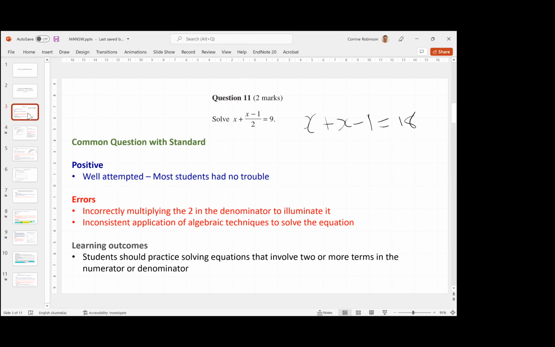Other inconsistencies in applying the algebraic techniques also crept in. So the learning outcome is that students really need to practice solving equations that involve 2 or more terms, either in the numerator or the denominator, just so that they're aware of the methods and the steps they'll take to solve those equations.